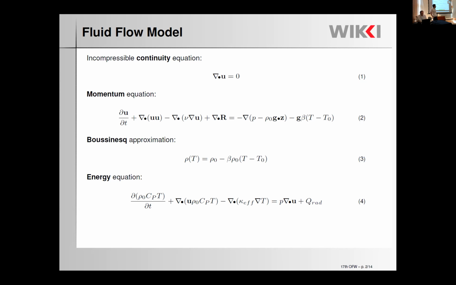Key thing to note here is that we have used the Boussinesq approximation to take into account the density fluctuations, and basically here the density is a function of the temperature difference. Finally, we have coupled this with the energy equation that again is pretty familiar. Can we go to the next slide?